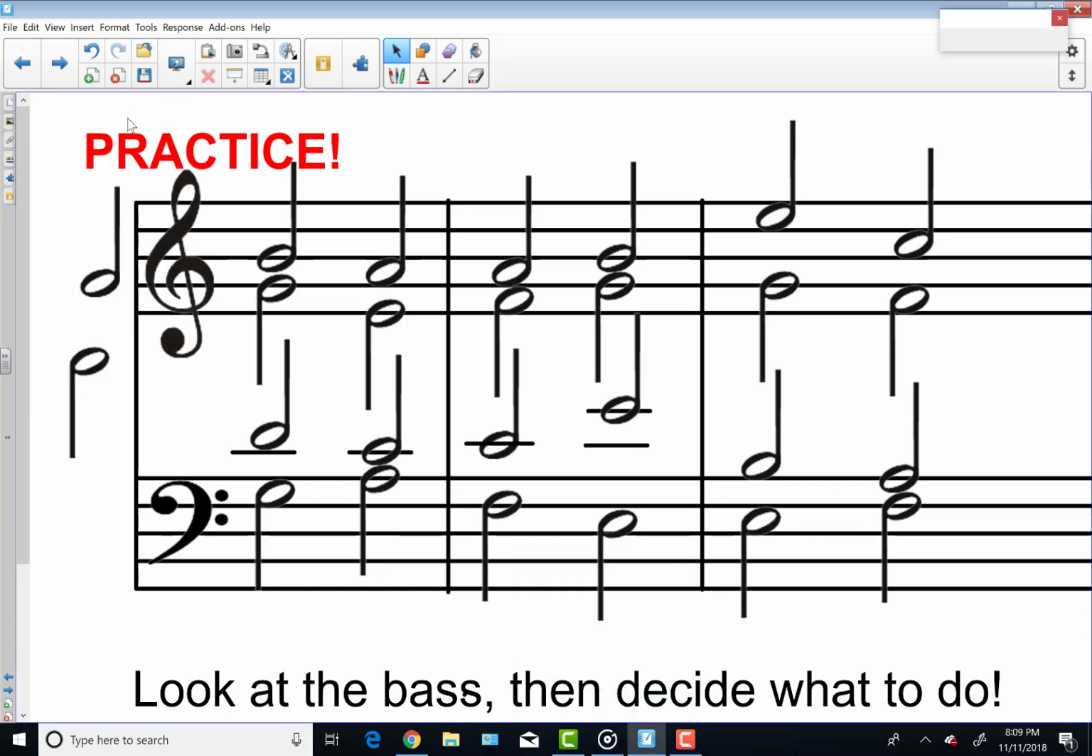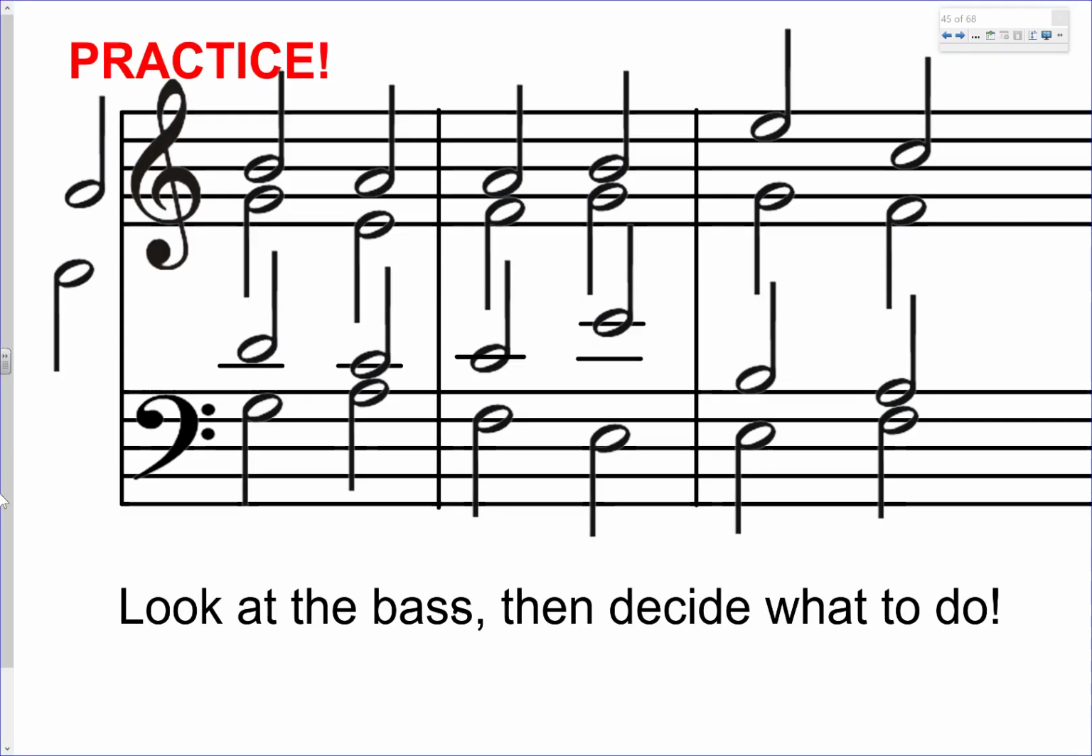So here in the first measure, I looked at the bass note and I realized it was moving up by a second, which means that there are no common tones between the first chord and the second chord. Since the bass is moving up by a second, I'm going to move the upper voices downward in contrary motion to that of the bass to the nearest chord tone. And you can see that I have the doubled root of an A.